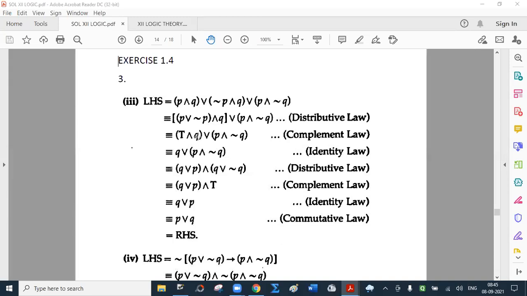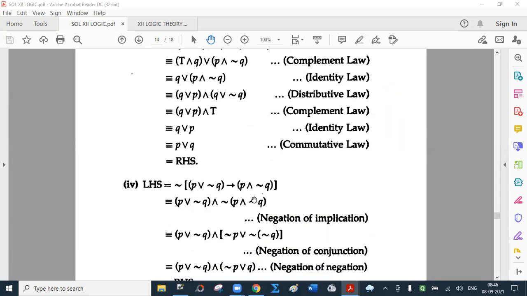Q, because if Q is false, result is false. If Q is true, result is true. That is why Q. So effectively Q or (P and not Q). Now again, distributive law. So (Q or P) and (Q or not Q). Q or not Q is true, complement law. Now, what is conjunction of true and (Q or P)? Q or P. Reason, identity law. But Q or P is same as P or Q. Reason, commutative law. So LHS is nothing but RHS.